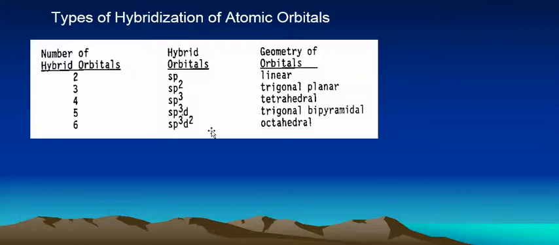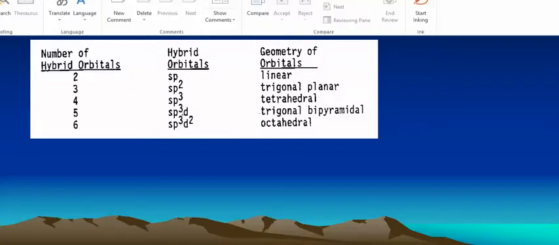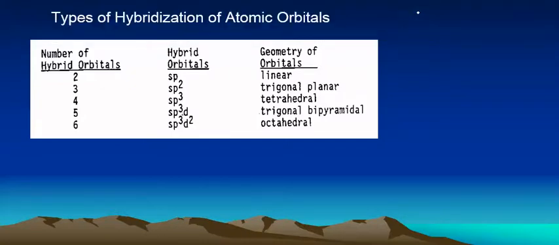This is what you need to know. The number of hybrid orbitals goes from 2 to 6. You need to know sp, sp2, sp3, sp3d, and sp3d2. Let me give you a couple examples. This chart is really what you need to know. Before this, it was kind of the theory behind valence bond theory.